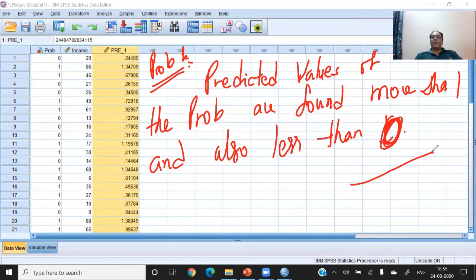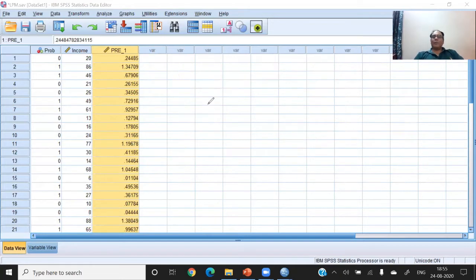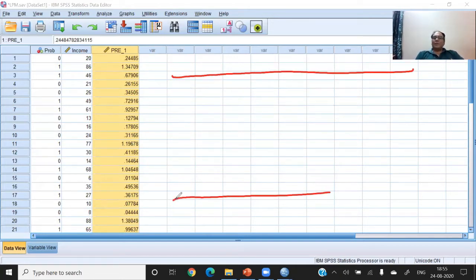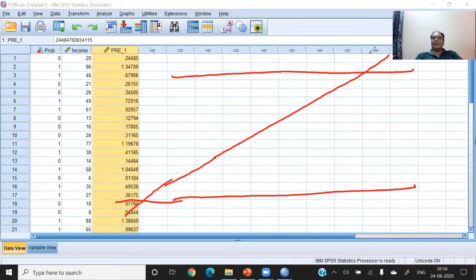Second problem, number 2, I'm telling you. I hope this is clear to you, because it is the simplest problem which we can see in the predictions. Second problem, if you can see, you can observe. Suppose we plot the regression line. This is a regression line, and this line crosses 1 and 0.